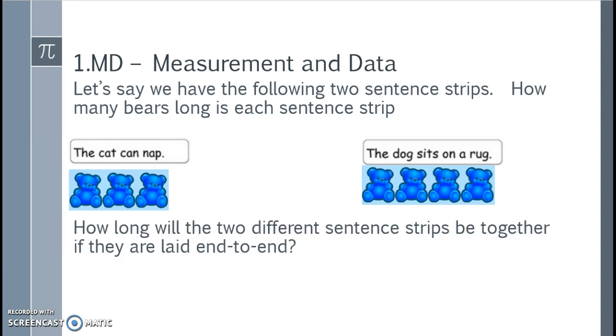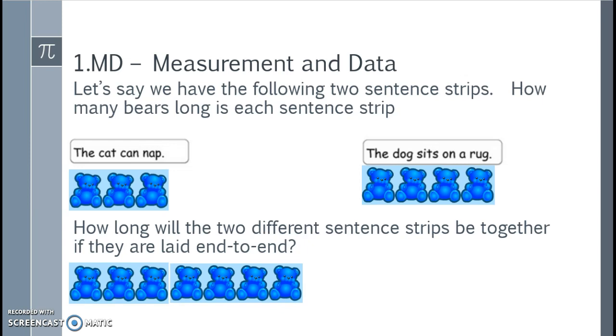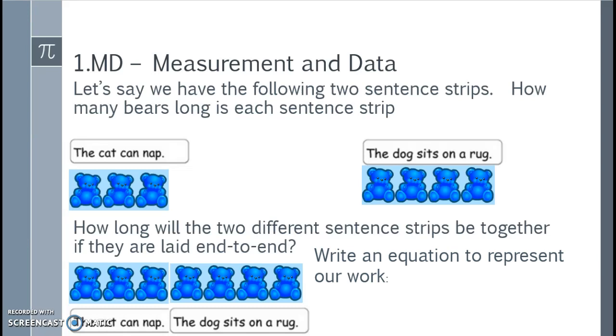How long will the two different sentence strips be together if they are laid end to end? So if I were to take my bears and line them up, the sentence strips should be 1, 2, 3, 4, 5, 6, 7 bears long if I lay the sentence strips together end to end. And sure enough, they match. Let's write an equation to represent our work. So we see that we had 3 bears plus 4 bears equals 7 bears.